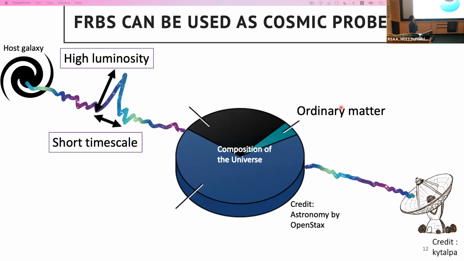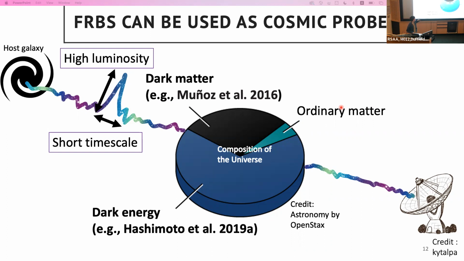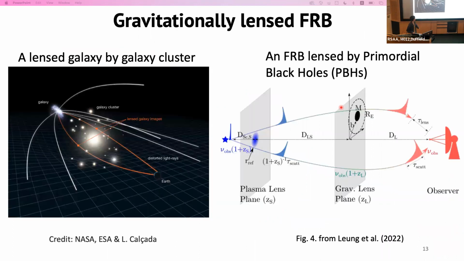So fast radio burst actually is quite useful. It can be used as a cosmic probe because of the high luminosity and short time scale of fast radio bursts. For dark matter, in Muñoz et al., they try to constrain dark matter using fast radio bursts. And for dark energy, Hashimoto et al. 2019a is also trying to constrain dark energy using fast radio bursts. So in the first project, I will talk about dark matter.